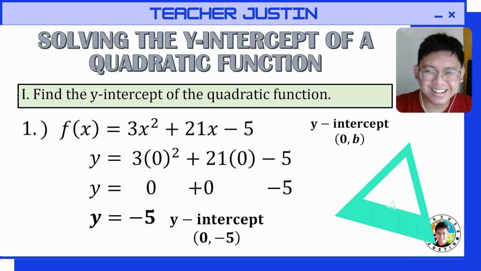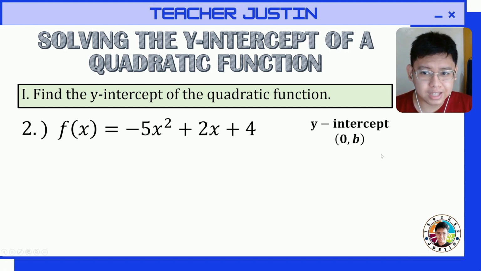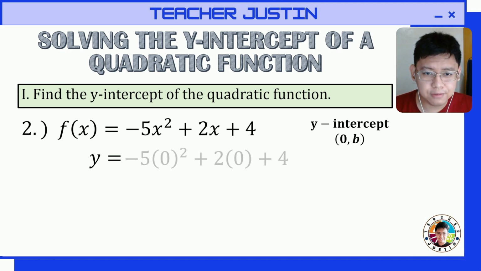Let's find the y-intercept of this quadratic function. We know that our y-intercept has a coordinate (0, b). The step-by-step procedure is simple. First, we change the function notation to y. Second, we replace all variable x with 0. So we will have negative 5 times 0 squared plus 2 times 0 plus 4.